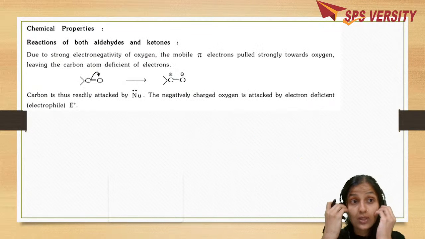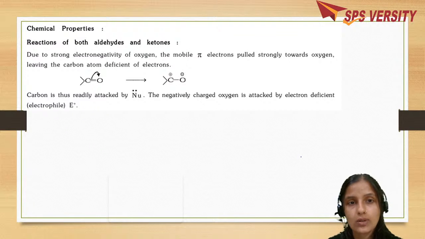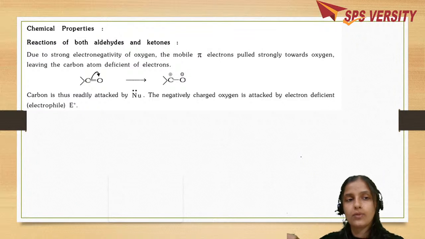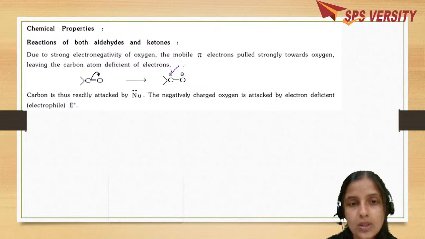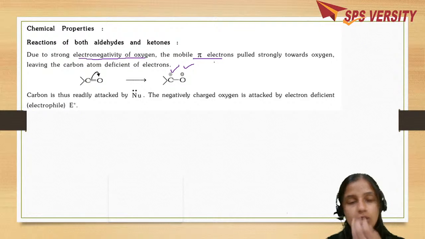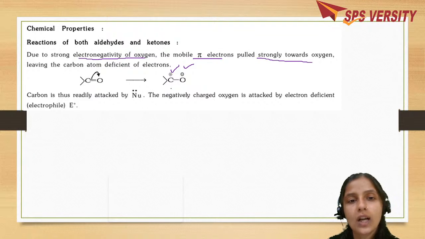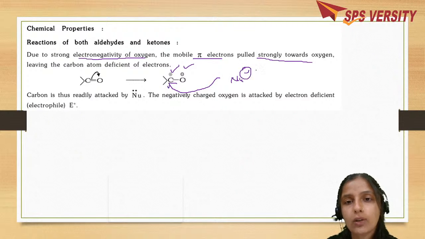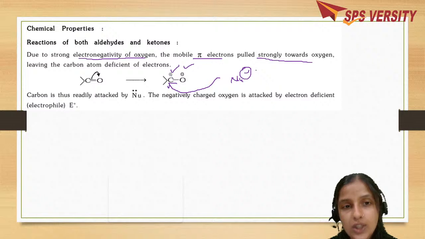Now, the chemical properties we have to study: the reactions of both aldehydes and ketones. We already know that the C=O bond is very polar, where the oxygen, being more electronegative, drags the electron pair between carbon and oxygen. As a result, the carbon gets a positive charge and the oxygen gets a negative charge. Due to the strong electronegativity of oxygen, the mobile pi electrons are pulled strongly towards oxygen, because of which the carbon becomes electron deficient and can be easily attacked by a nucleophile, which is electron rich. Carbon is the electron deficient center, which can be attacked by an electron rich nucleophile.